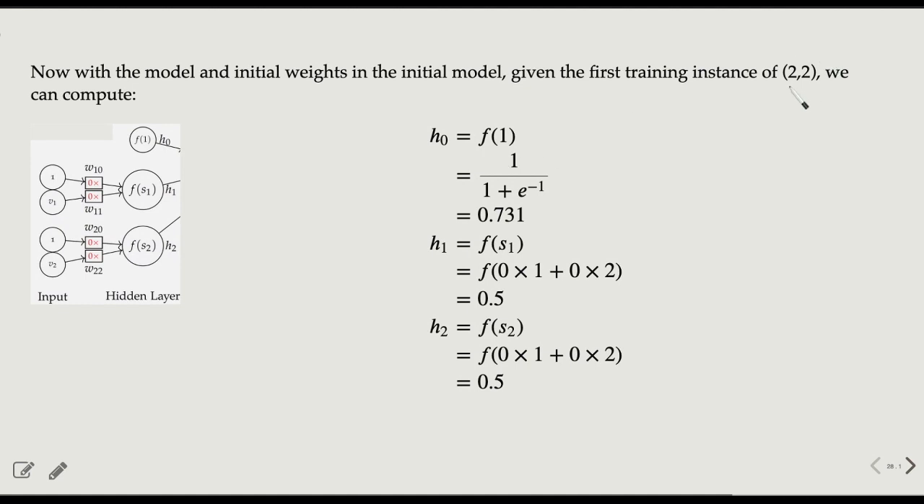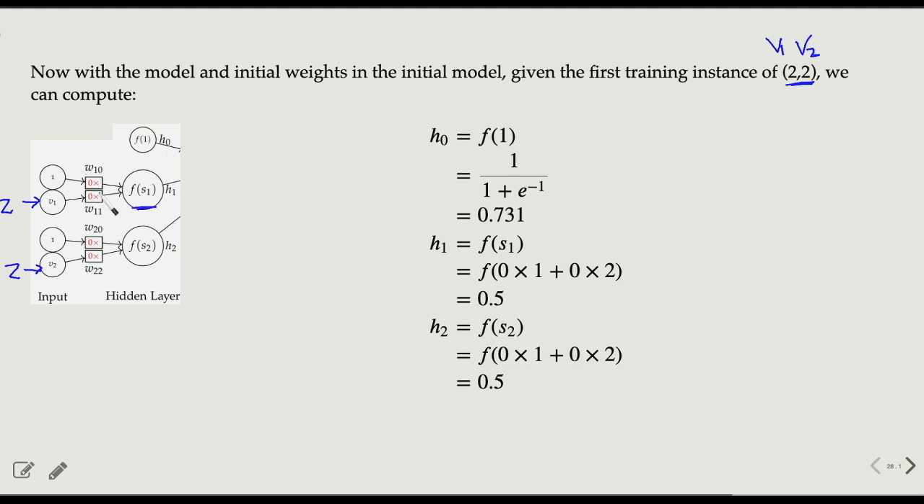And now, given the data instance of 2, so V1 is 2 and V2 is 2, V1 for the buying price and V2 for the maintenance cost, we need to feed the values into the neural network. So 2 for V1, 2 for V2. And we can compute for node 1 here.